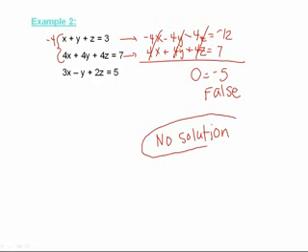Okay? So this can occur right when you first start, like it did for me. It can occur halfway through after you've already done some work. Okay? But when you come up with a false statement and all your variables have disappeared, your answer then is no solution, whether you're working with 2 variables or 3 variables. All right, so let's go on to the next example.